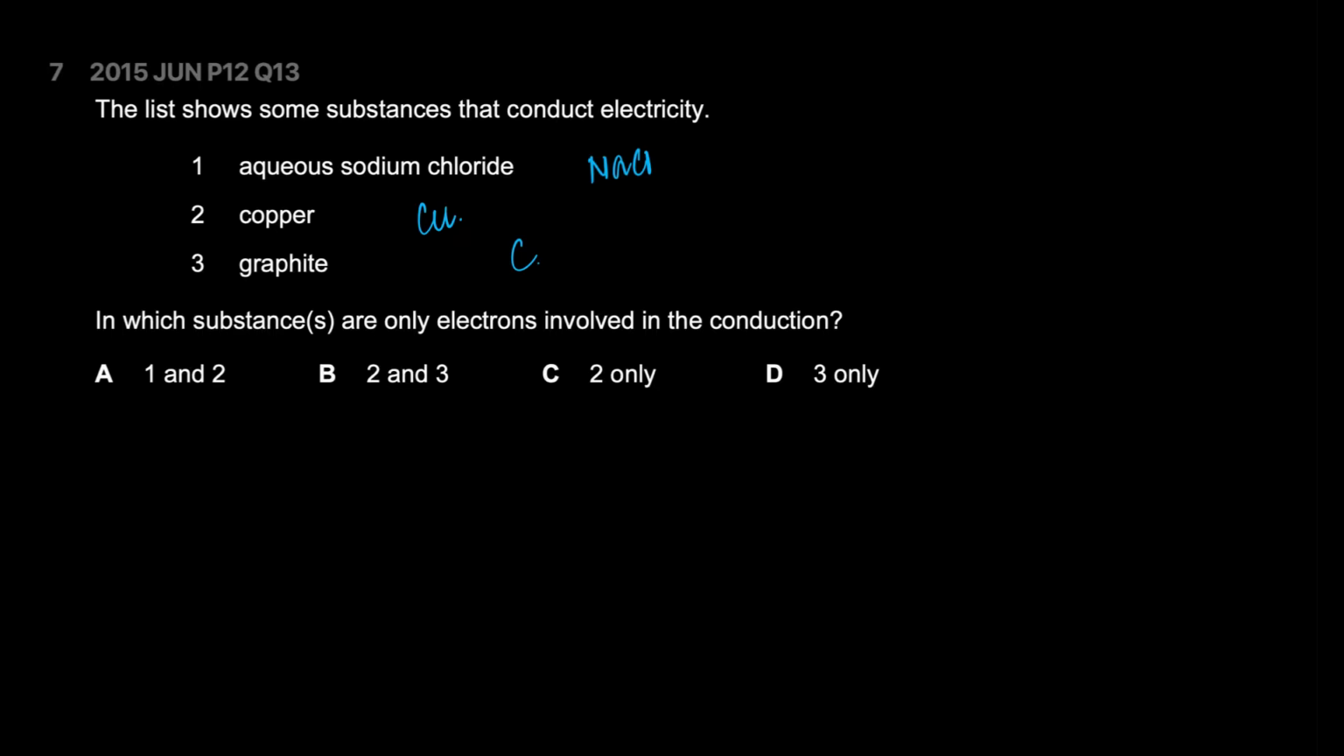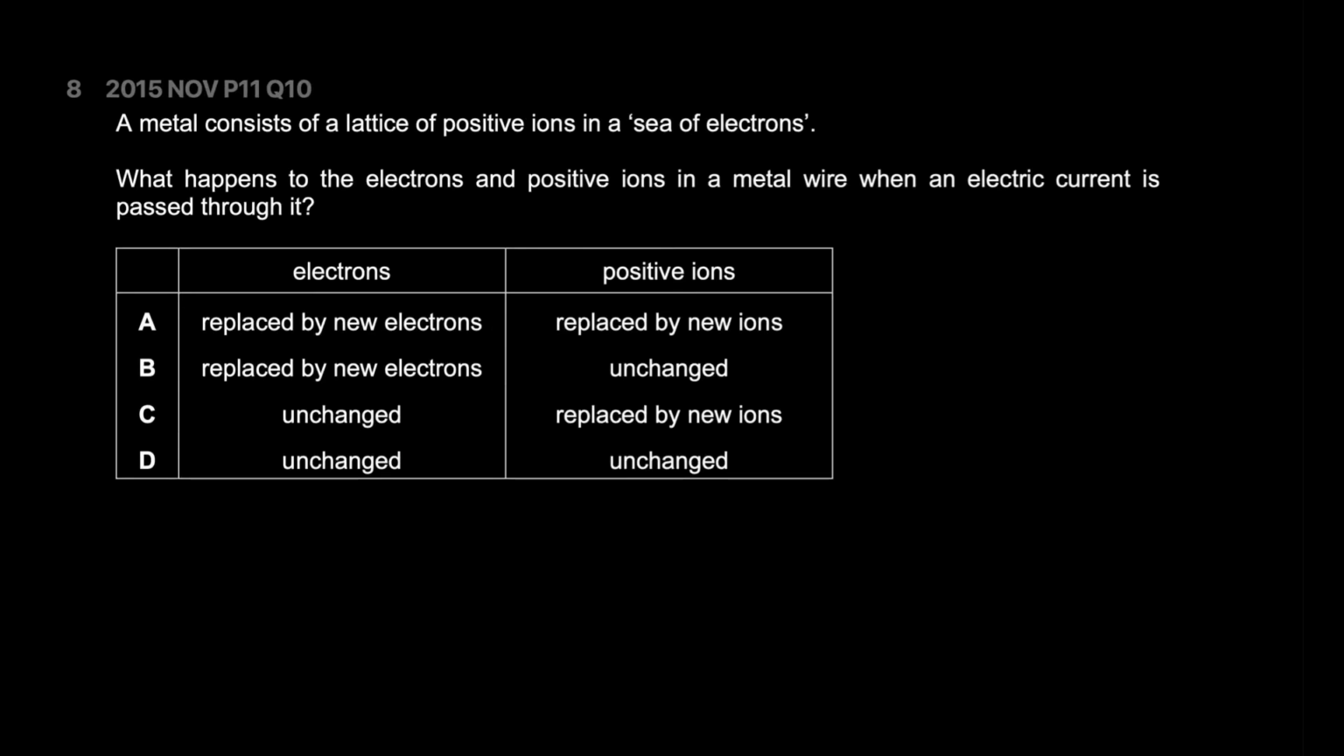So our best bet is B. Yay. A metal consists of a lattice of positive ions and a sea of electrons. What happens to the electrons and positive ions in a metal wire when an electric current is passed through it? The electrons are replaced by new electrons, right? And that very much makes sense to quite a few people, I believe.